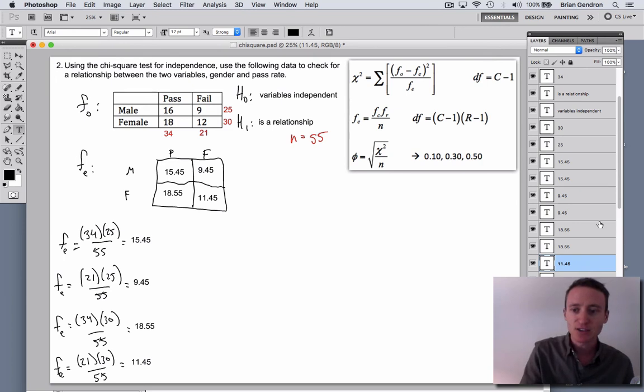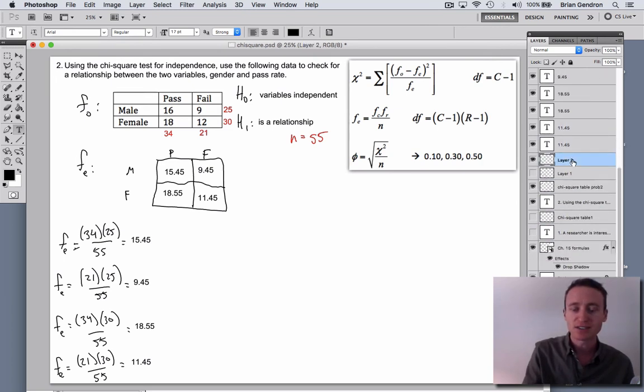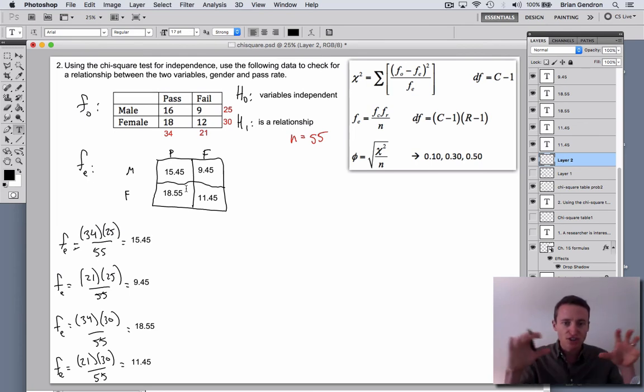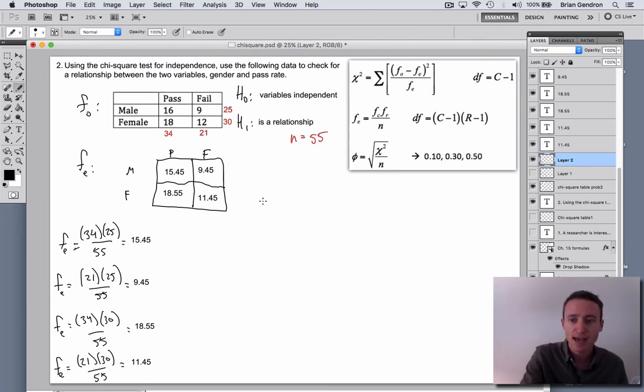And again, in the chi-squared formula, the basic foundation here is you're comparing your observed values, the ones that the researcher actually collected, to the expected values if the null hypothesis were true. And if there's a large discrepancy between them, that is going to give you evidence that there is a relationship between your 2 variables, in this case, gender and pass rate. So let's go ahead and calculate our chi-squared value.